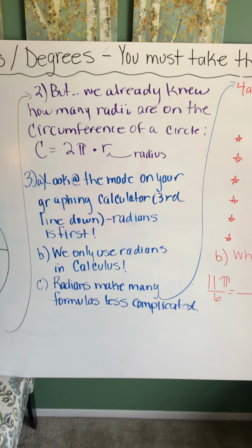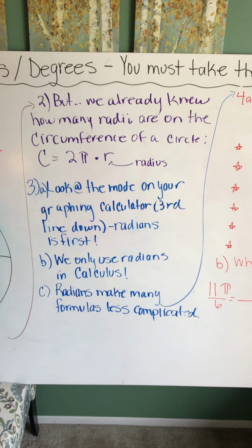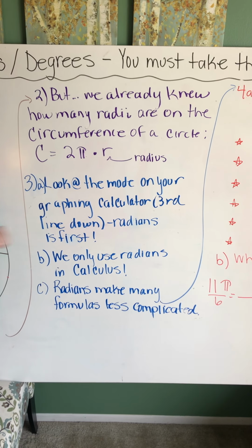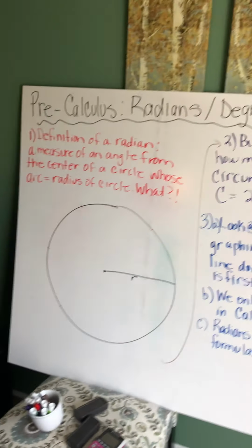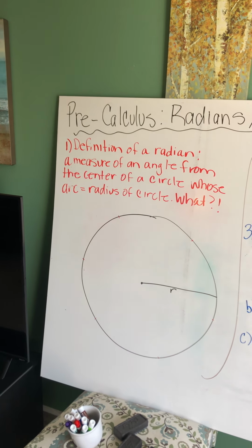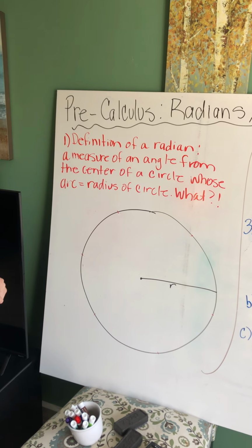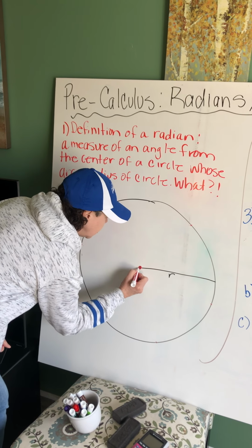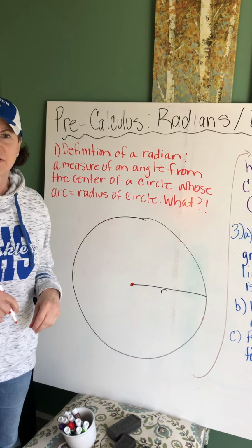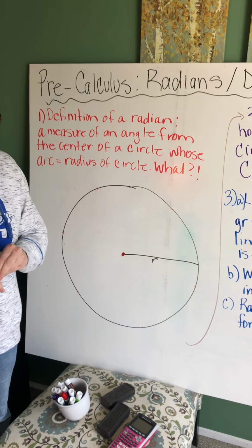Why do we use radians so much? It actually makes a lot of really important formulas much easier to use. So that's why we're looking at radians today. We already got number 3 done. Let's go back to number 1. What is a radian? How big is it compared to a degree? The definition of a radian is a measure of an angle from the center of a circle whose arc is equal to the radius of the circle. What does this mean? Let's take a look.